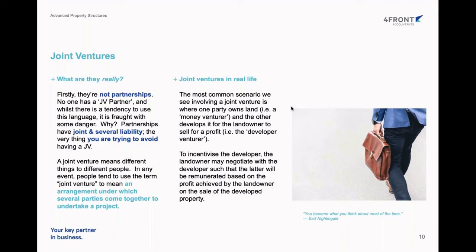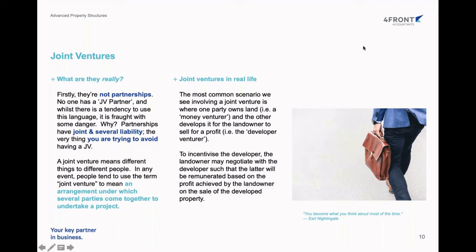JVs, or joint ventures, are where you bring different things to the table. Joint venture means different things to different people, but people tend to use the term to mean an arrangement under which several parties come together to undertake a project. The most common scenario we see is where one party owns land, i.e. a money venturer, and the other develops it for the landowner to sell for a profit, which is the developer or the development venturer.